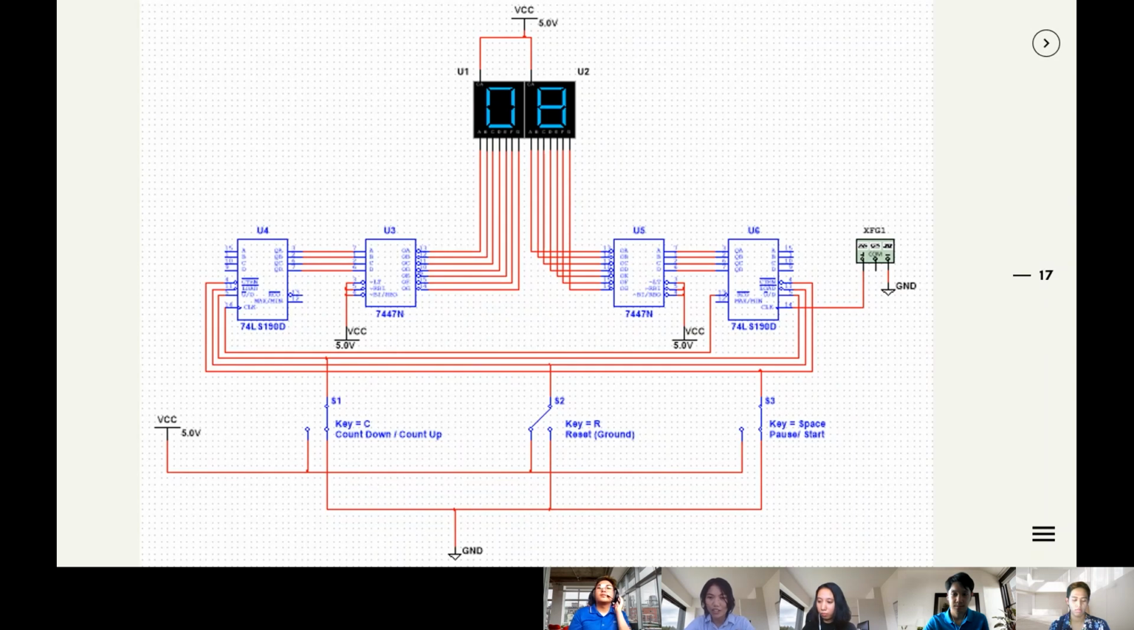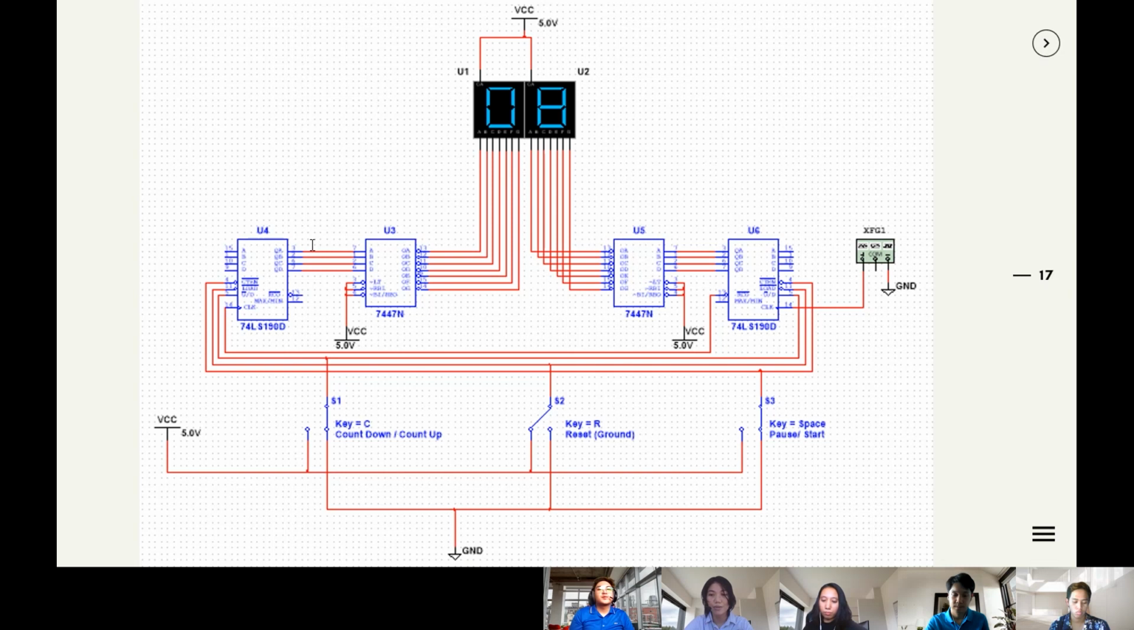First, the function generator will supply a signal of 1 Hz to the clock input of one of the 74LS190D counters. From this signal, the 74LS190D decade counter will produce a 4-bit binary coded decimal output in its pins 3, 2, 6, and 7. But this BCD output cannot yet drive the 7-segment display. So the 7447 decoder will convert the binary code into a 7-segment code that will be shown in the 7-segment display.